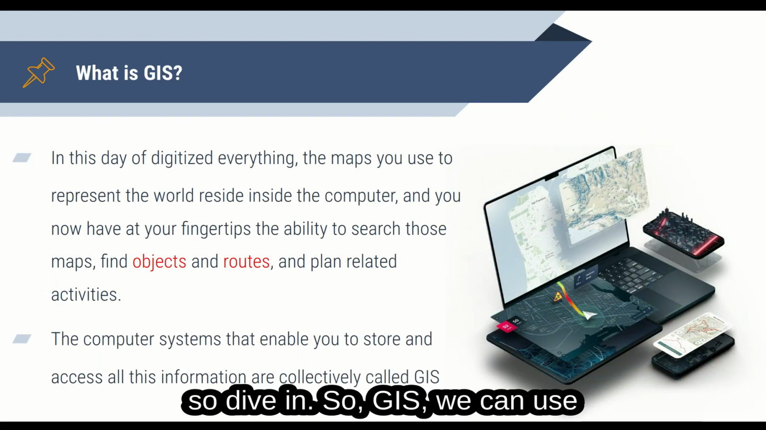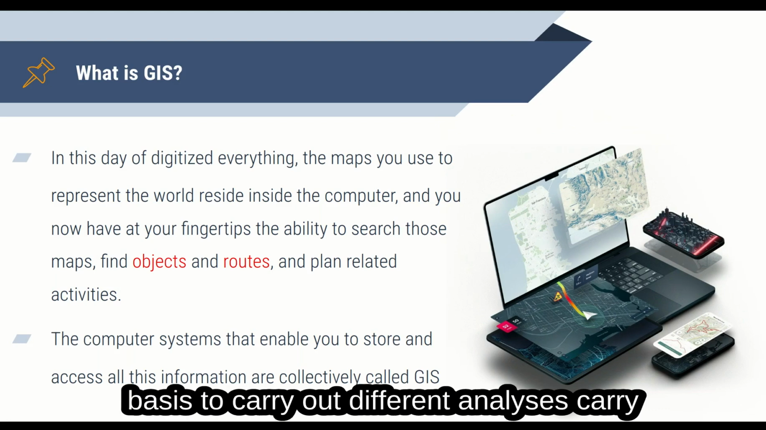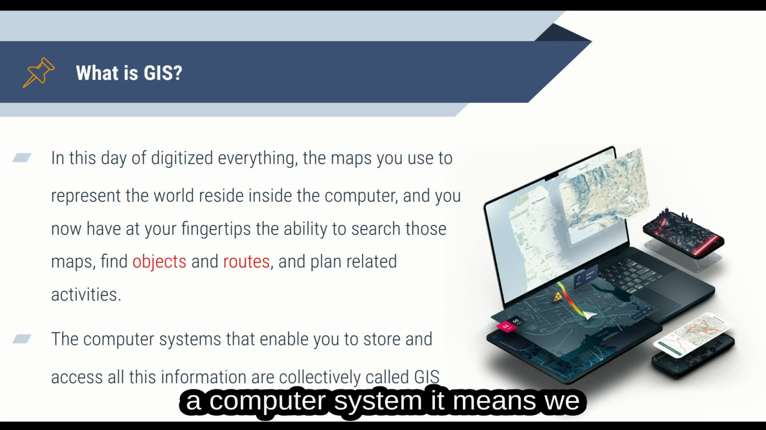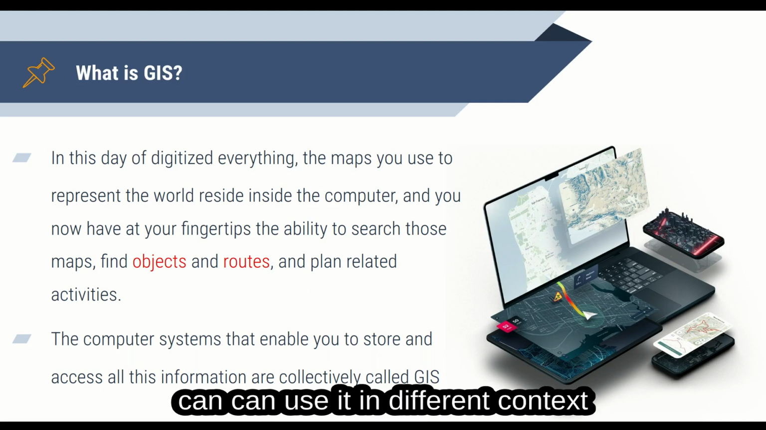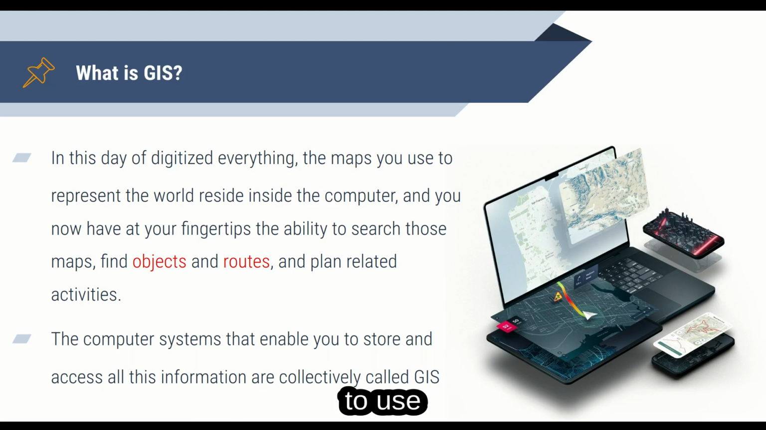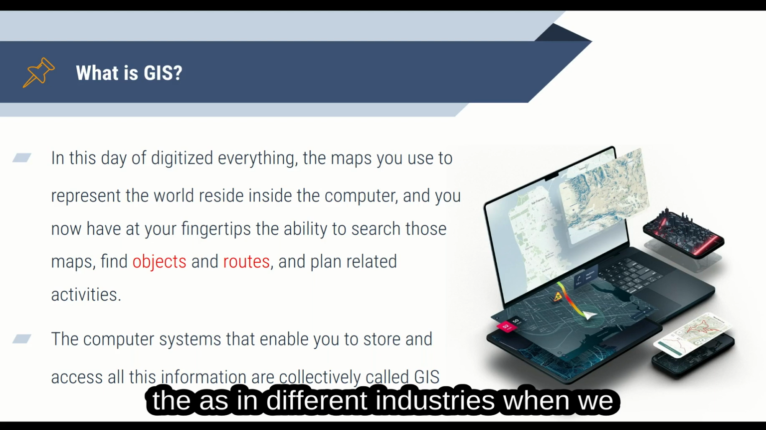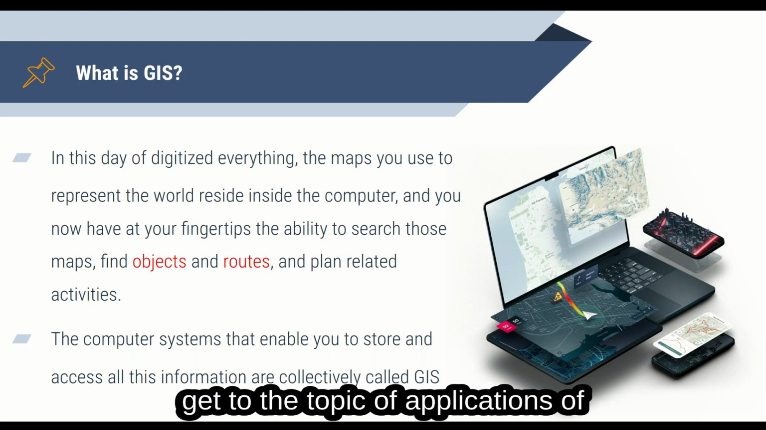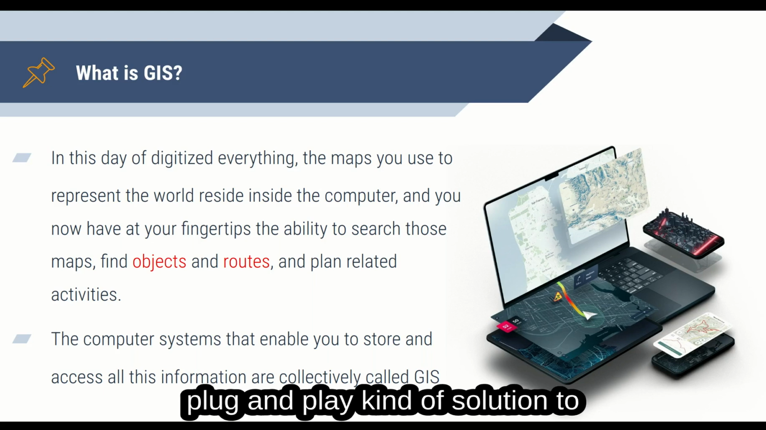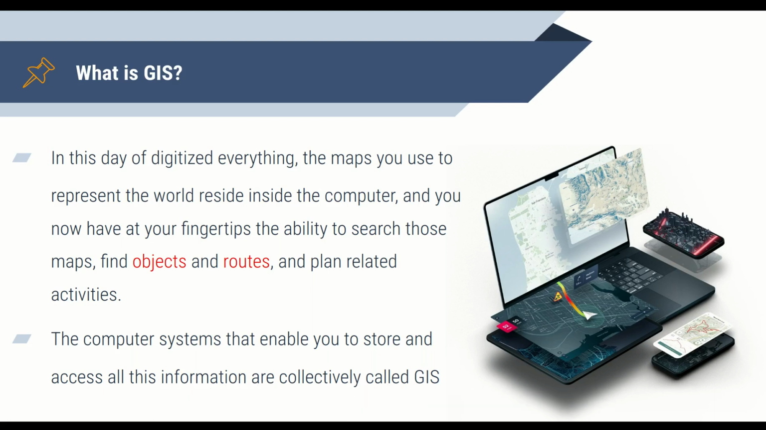So, diving in. We can use GIS on a day-to-day basis to carry out different analysis and different processes. And since it's a computer system, it means we can basically use it in different contexts. We are able to see how we can use GIS in different industries. When we get to the topic of applications of GIS, we shall see it's more of an integral, plug-and-play kind of solution to most of the sectors we have around today.